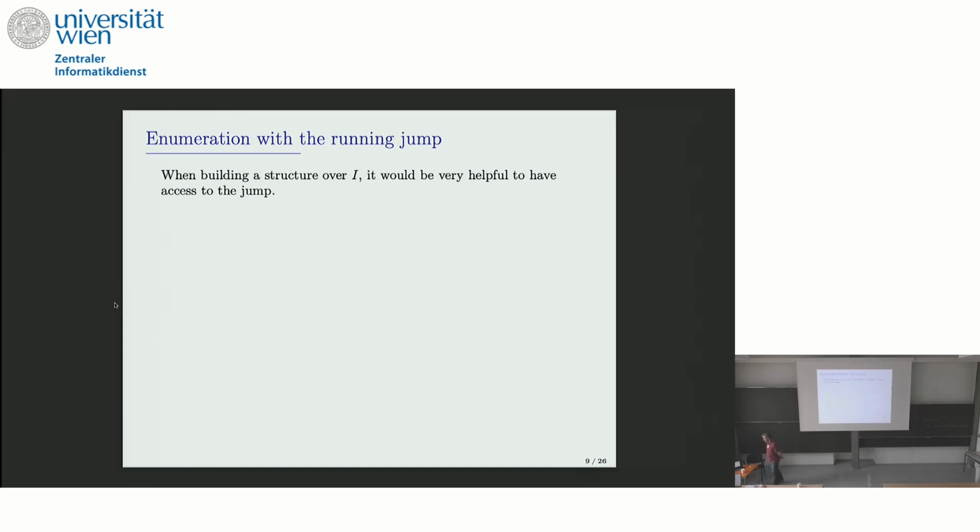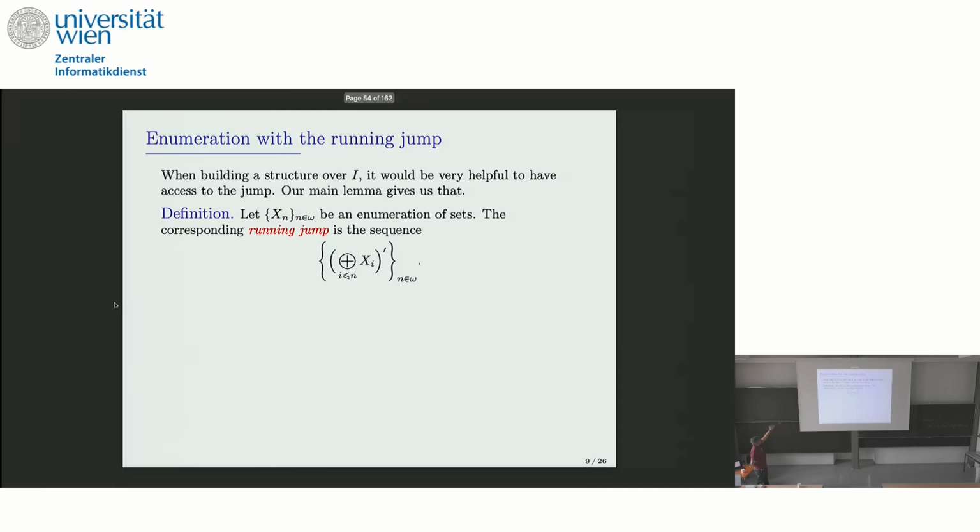So when building a structure over the ground model reals, it would be very helpful to have access to the jump. I mean, that's like one of the stupider things I put on the slides. Obviously, it would always be nice to have the jump. And our main lemma actually gives us access to the jump in a specific way. So if I have an enumeration of sets X_n, the corresponding running jump is the sequence of all jumps of joins of finitely many elements. I mean, okay, it's written here as the jump of the join of the first n elements, that sequence, but really it just gives you the power to compute the jump of the join of any finite number of elements.